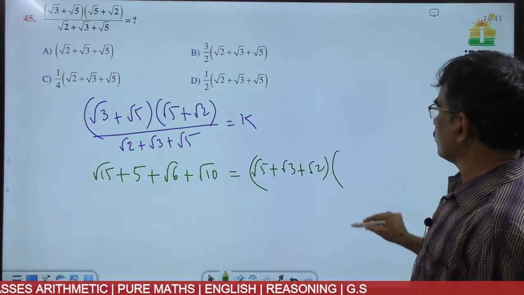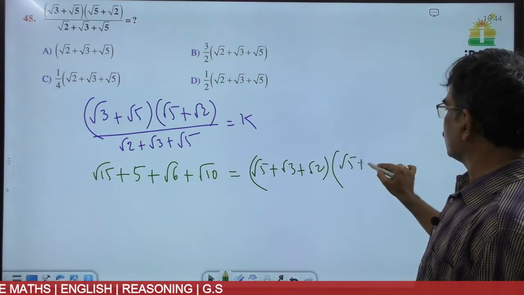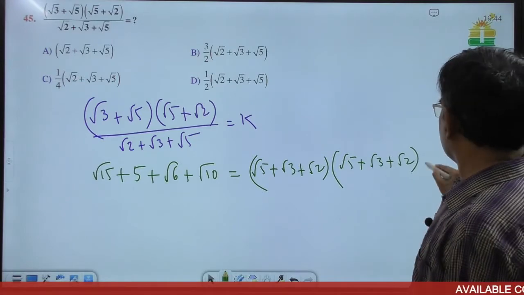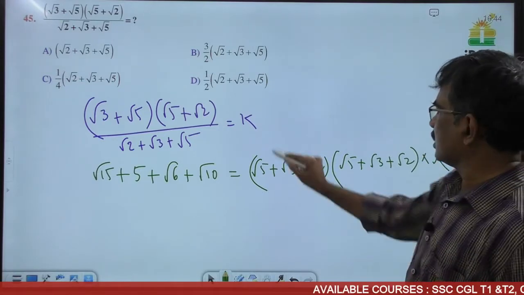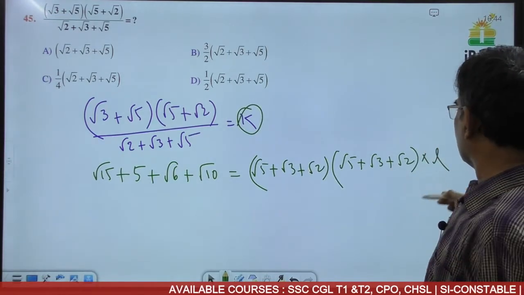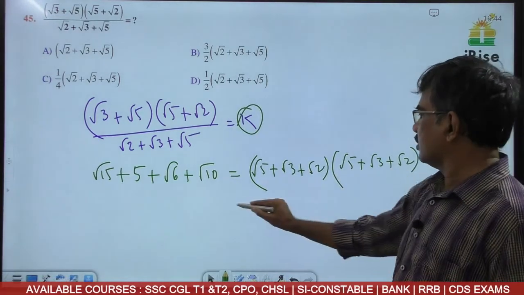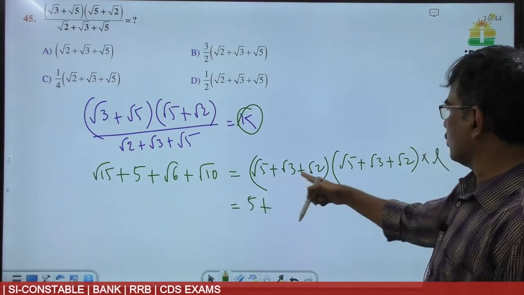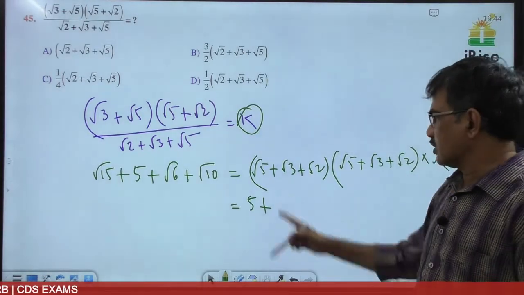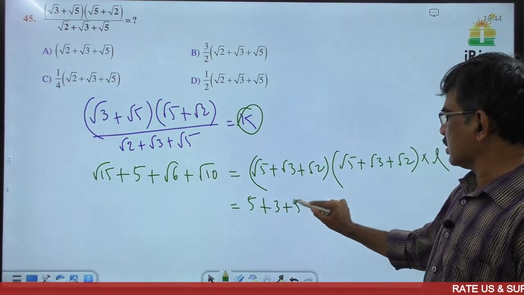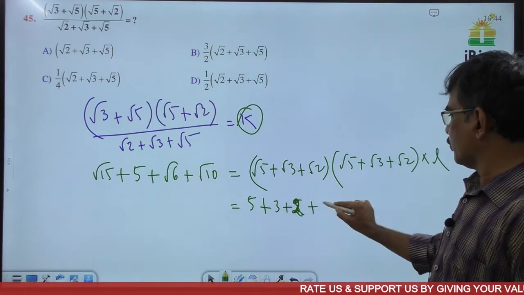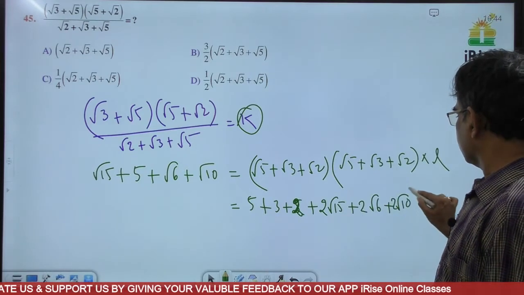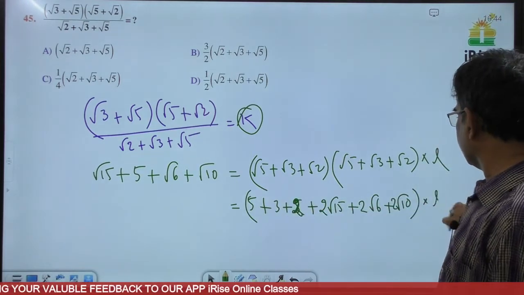I want to multiply this first by root 5 plus root 3 plus root 2 because this part is the same. So this is into some L. This k can be written as L into this one. If you multiply these two, what do we get? Root 5 into root 5 is 5. Actually this is nothing but a plus b plus c whole square: a square plus b square plus c square, 2 plus 2 root 15 plus 2 root 6 plus 2 root 10. This is a plus b plus c whole square into L.